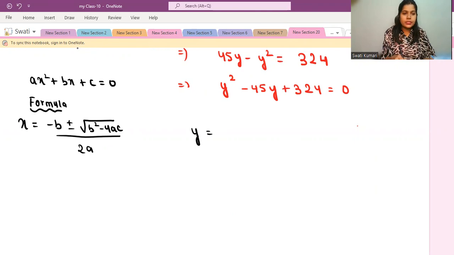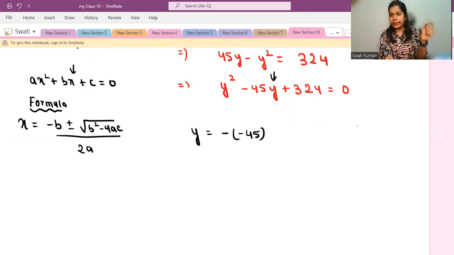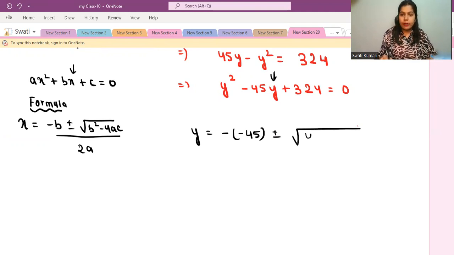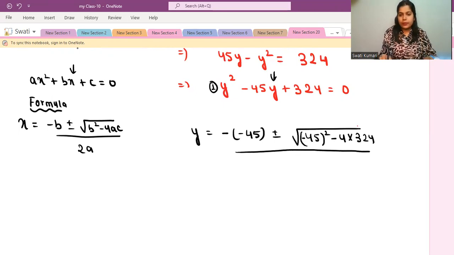So minus b, what is the value of b here? B is the coefficient of x. So here b will be the coefficient of y, which is minus 45. So this will become minus 45, and this minus sign is already present in the formula. Plus minus root over b square, which is 45 square, or we can say minus 45 square. Don't forget to write down the sign also. Minus 4 into a into c, where a is 1 here because nothing is present. So 4 into 1, which is 4 into 324 upon 2a. So 2 into a is 1, so 2 into 1 is 2.